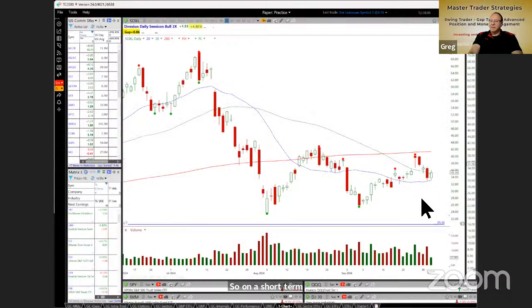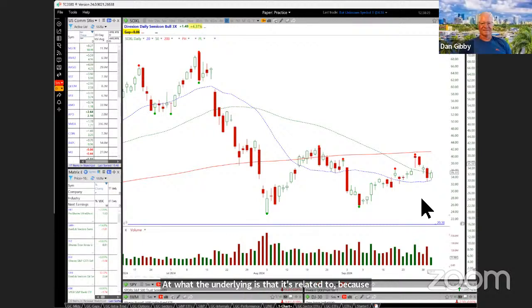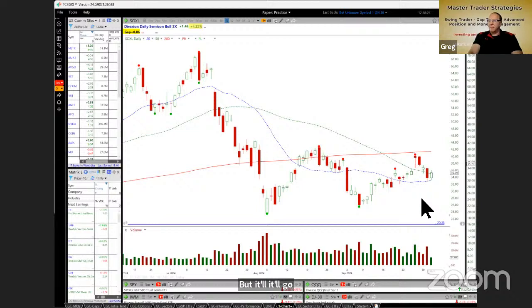So on a short-term basis, instead of trading this, I'll trade this. So it's leveraged. So forget the moving averages. When you're going to trade leveraged instruments, you always got to look at what the underlying is that it's related to, because the leverage is going to skew things. But it'll go up. If SMH goes up, it's got to go up.